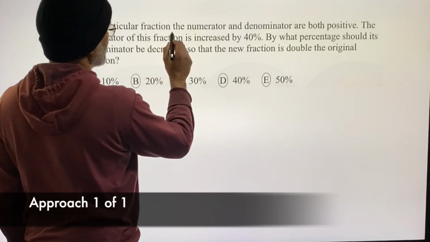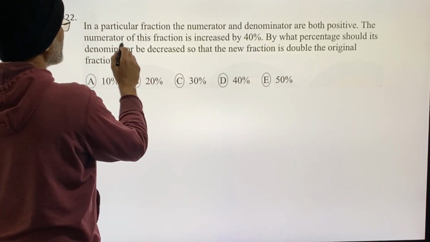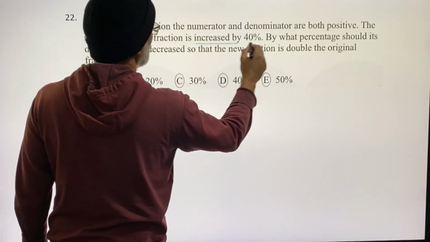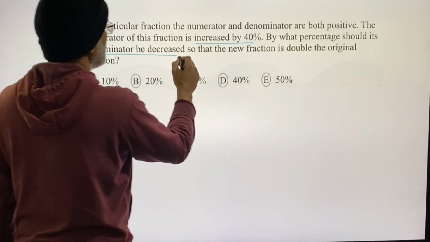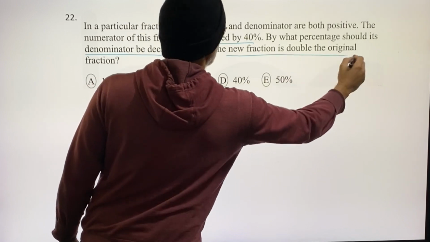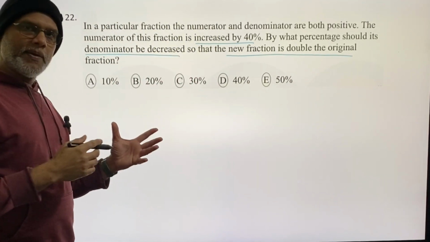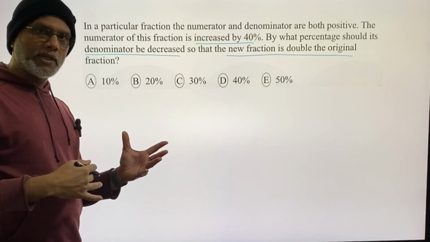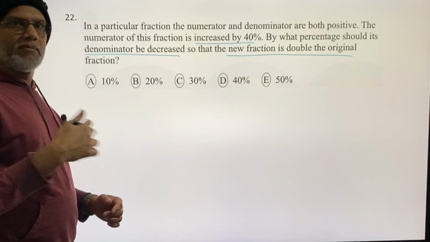In a particular fraction, the numerator and denominator are both positive. The numerator of this fraction is increased by 40%. By what percentage should its denominator be decreased so that the new fraction is double the original fraction? All right, we can do it using algebra and non-algebra. I'll show you both. Let me first do the non-algebra, and it's very easy.